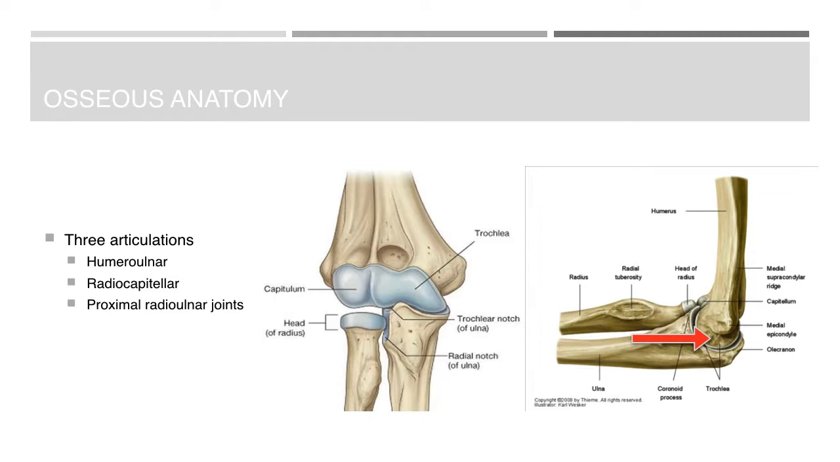On the articular surface, the capitellum articulates with the head of the radius, and the trochlea articulates with the olecranon. In the radius, we have the radial tuberosity, which is the site of the biceps insertion.